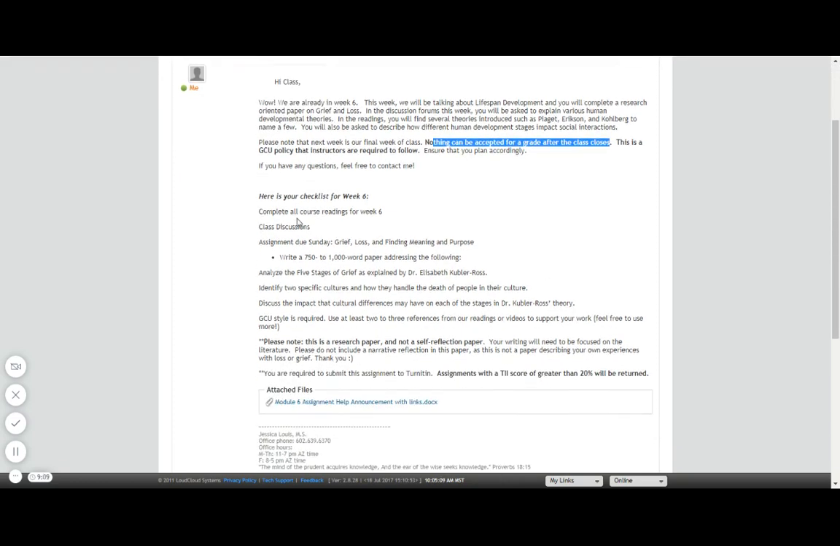Now, the details of your actual assignment are not as difficult. It's 750 to 1,000 words. You want to analyze the 5 stages of grief. You want to identify 2 specific cultures. Okay, let me go back a little bit. The 5 stages of grief, that's Kubler-Ross. Now, you want to use the original source wherever you can, okay?